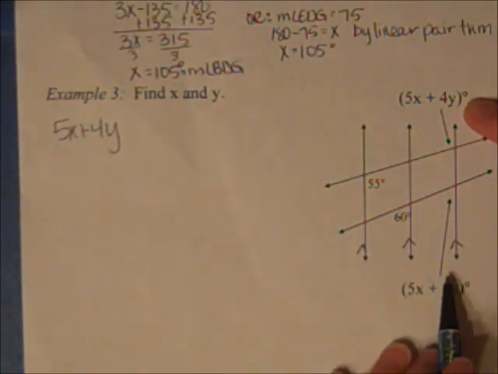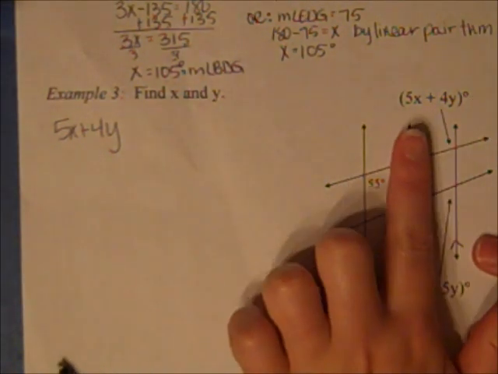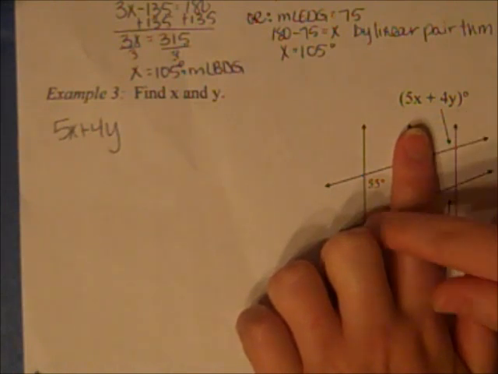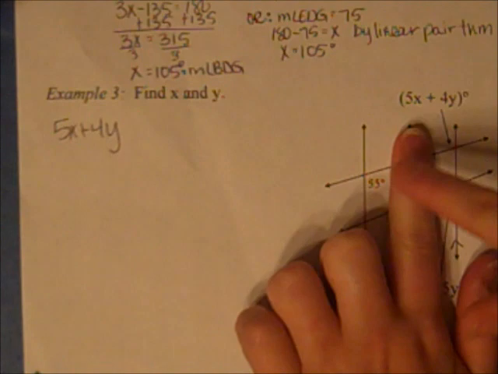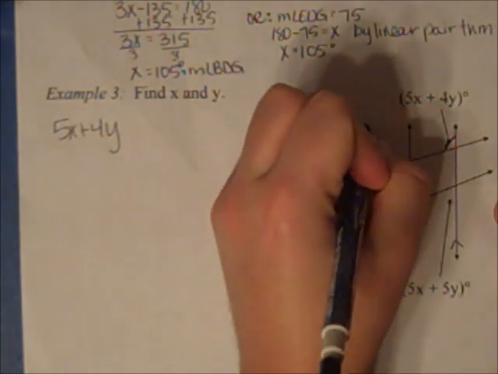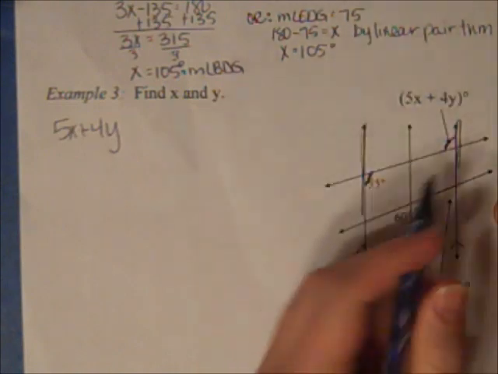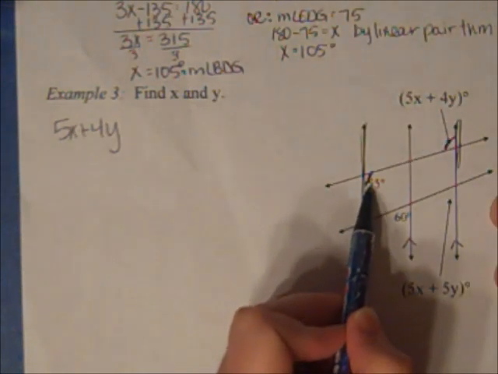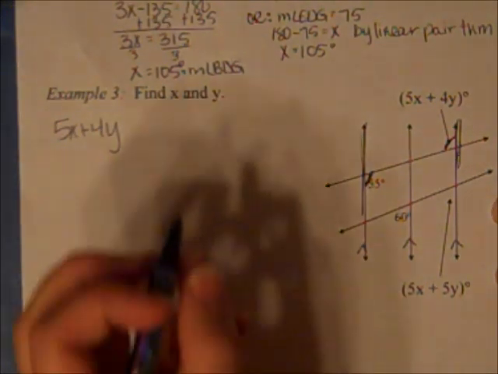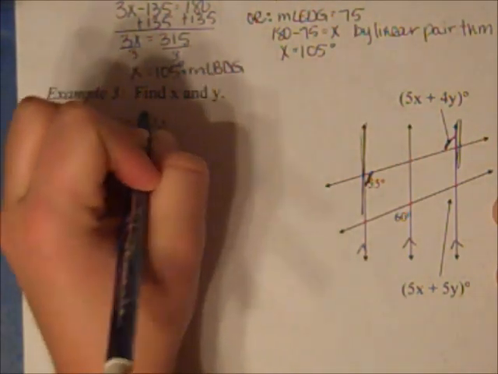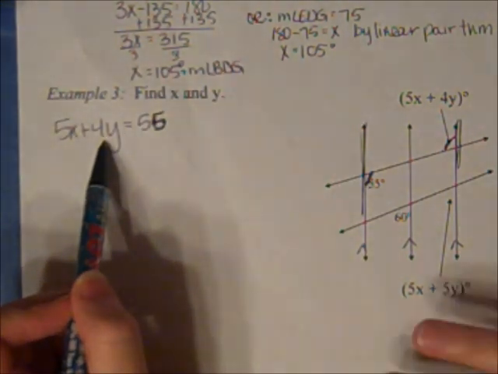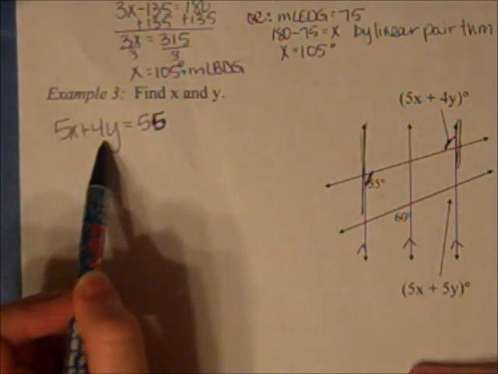So if I kind of ignore this middle line right here, I can see that 5x plus 4y and 55 are alternate interior angles. Okay, they're interior of these outside 2. This one's on top, this one's on the bottom of the transversal, so alternate interior. We already know that alternate interior angles are congruent. So I can set 5x plus 4y equal to 55. So this is one valid equation for this one.